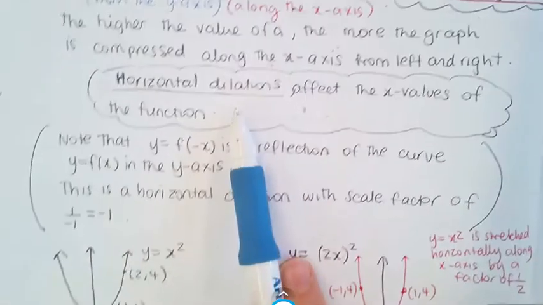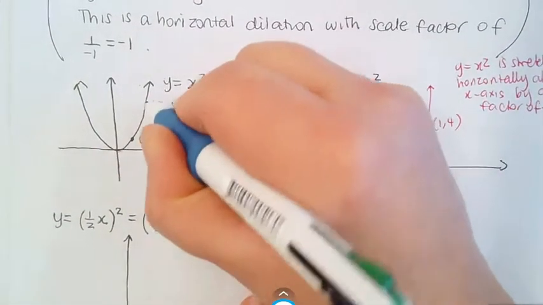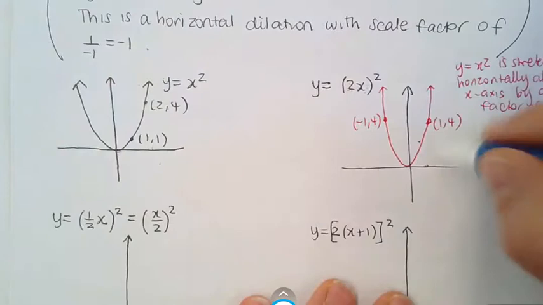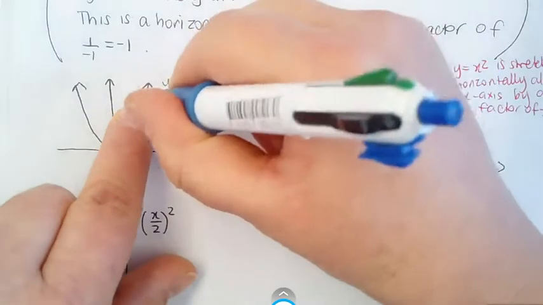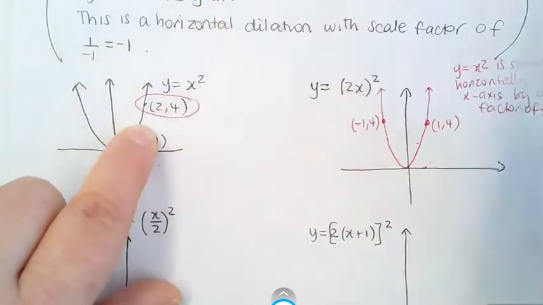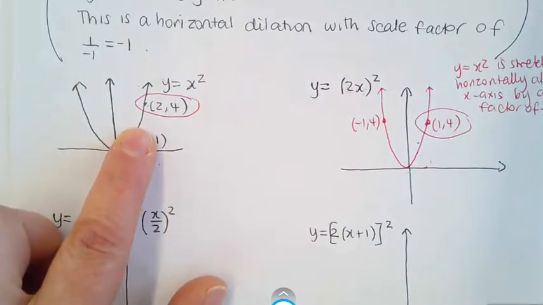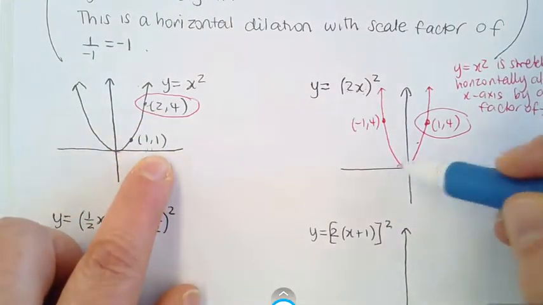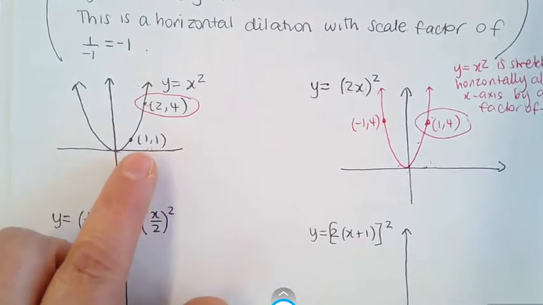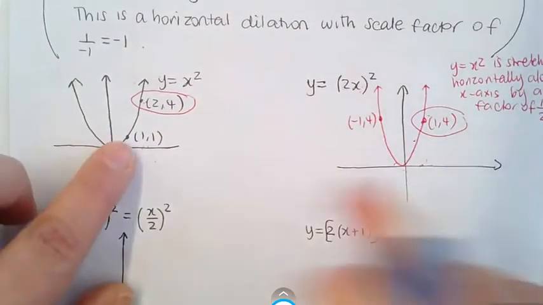Horizontal dilations affect the x values of the function. What you've got to do here is, see how I've got the point 2, 4 on the original graph? It's now 1, 4. See what happened to the x value? It went from 2. So I'm circling this value and that value there, and I'm asking you to compare those two values. Horizontal dilations affect the x values of the function. What happened to this x value? This was 2, 4, and now it's 1, 4. The x value is half of what it was. Do you get it? I'm not talking about the y value.